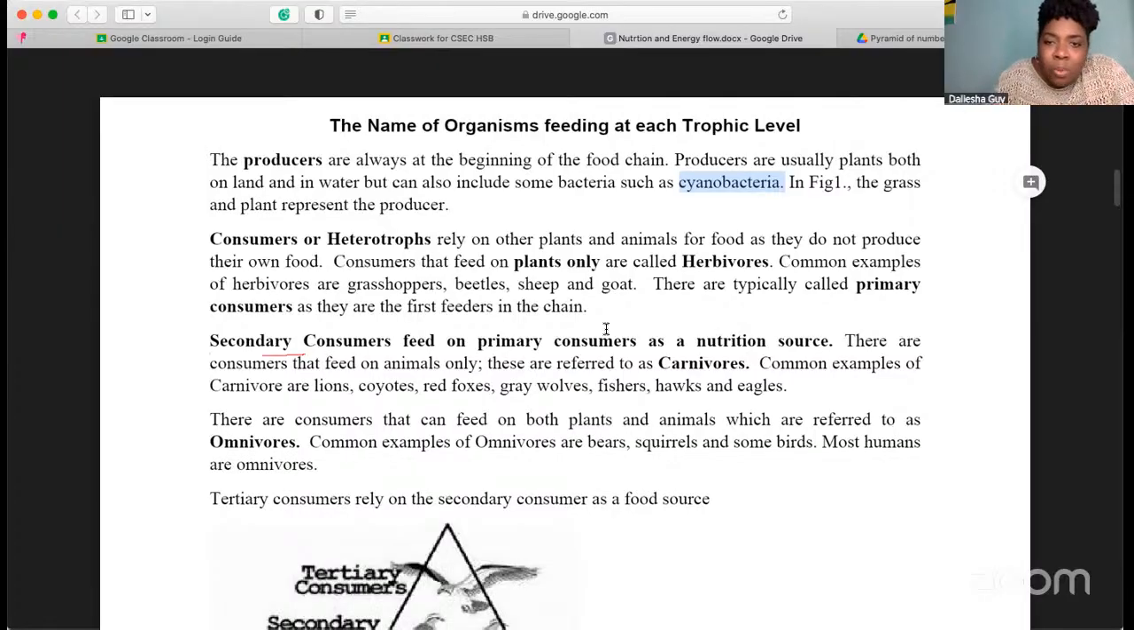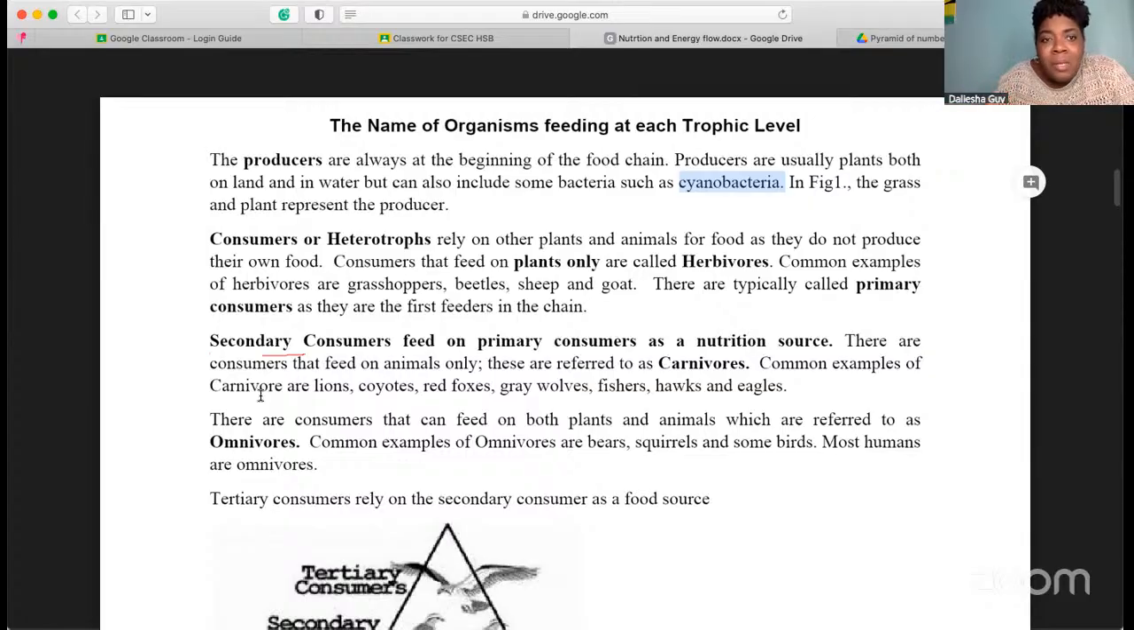And the last one of the three consumers is the omnivore. So the omnivore, please pause and take your notes. The omnivore is organisms that feed on both plants and animals. All right. So the omnivores feed on both plants and animals. So the omnivore is like humans. Most of us are omnivores. We eat animals and we eat plants, right? Also, some bears are omnivores.